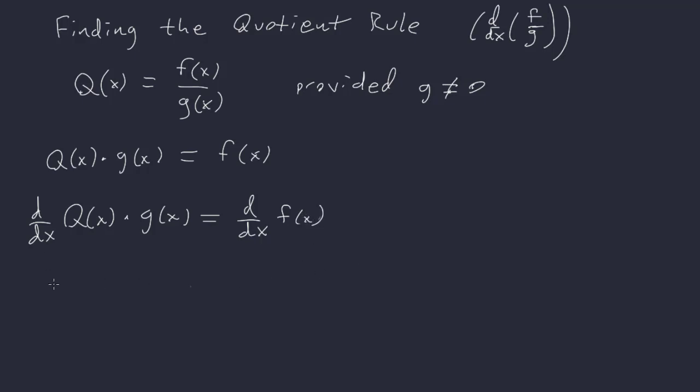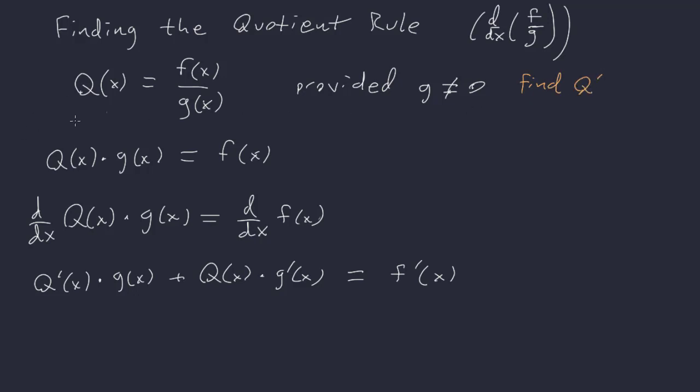Okay, so here we're going to use the product rule. Right, it'll be the derivative of the first, so q prime times g of x left alone plus q of x left alone times g prime of x. Okay, and that's going to be equal to f prime of x. Okay, and now we're just going to solve for q prime, because that's what we're looking for really, is we want to find q prime. So we're going to solve for this. So that means we're going to move this over.